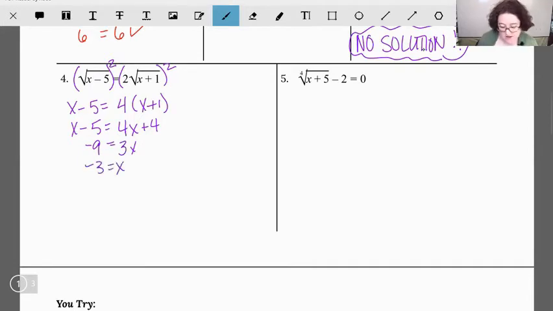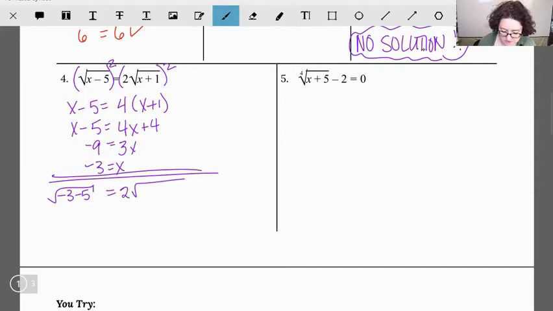And again, negative answer, okay, that might work. Let's check our work and see what happens. So we have a -3. Ooh, I'm already seeing a problem here. So -3 minus 5 under the square root, and then 2 root -3 plus 1.